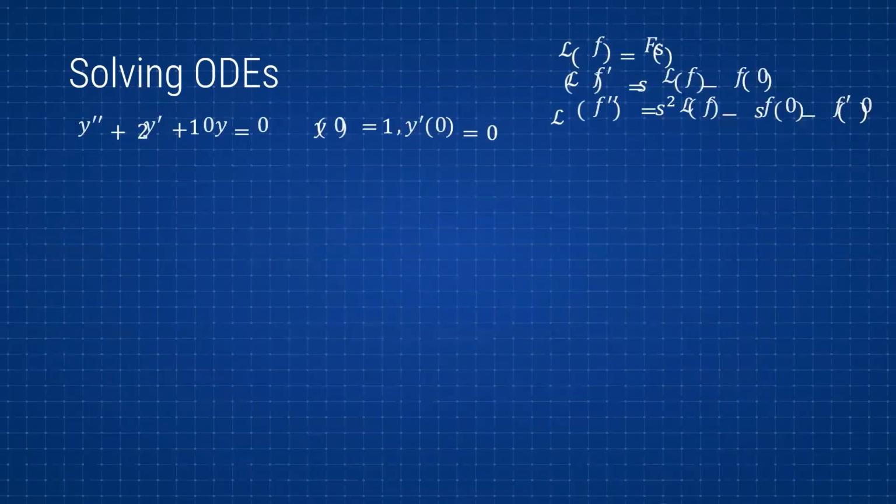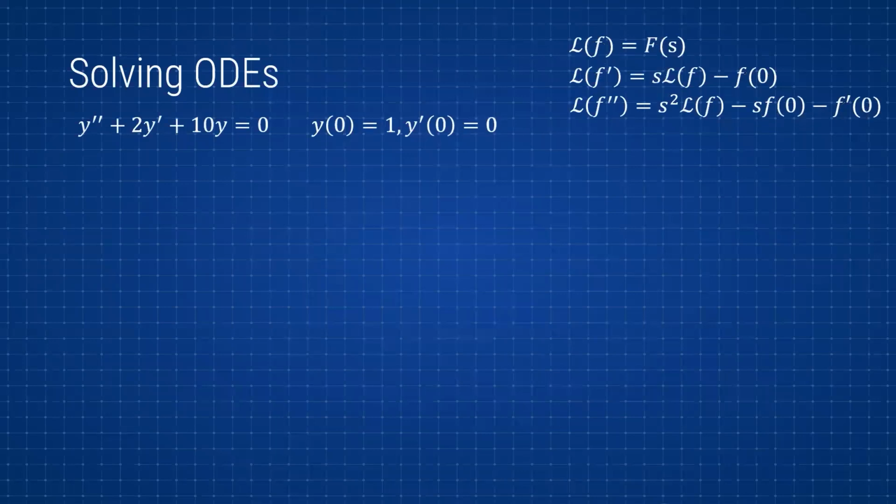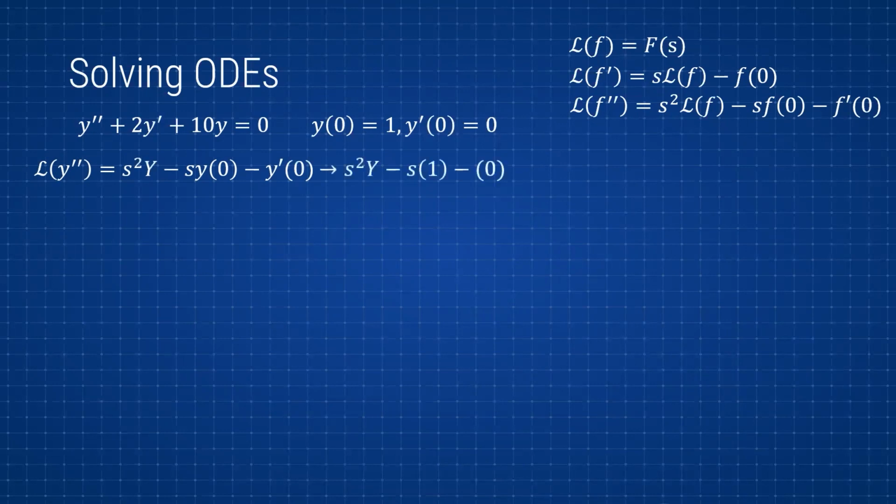Let's see another example. In this one, we have y double prime plus 2y prime plus 10y equals 0, and the initial conditions are 1 and 0. Once again, take the Laplace of each term. The Laplace of y double prime is s squared Y minus s times y of 0 minus y prime of 0. Substituting y prime of 0 is 0 and y of 0 is 1, this results in s squared times capital Y minus s.